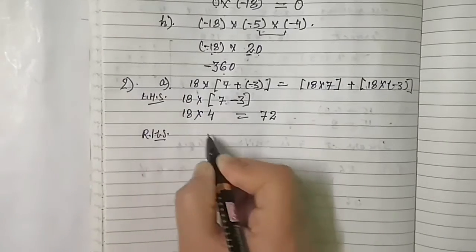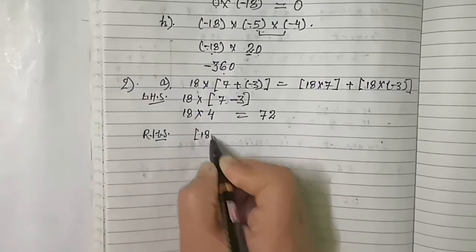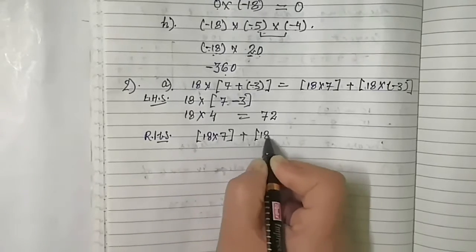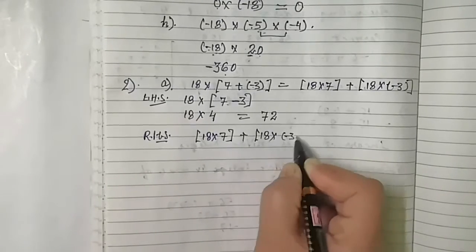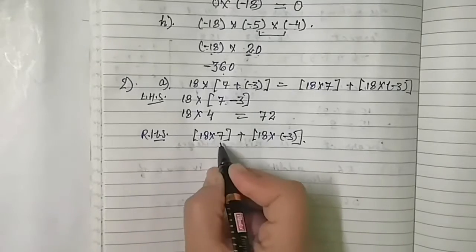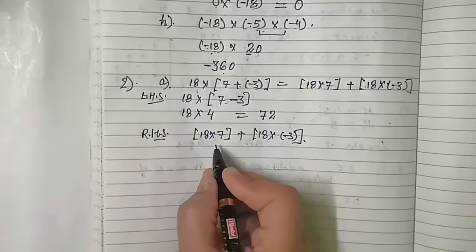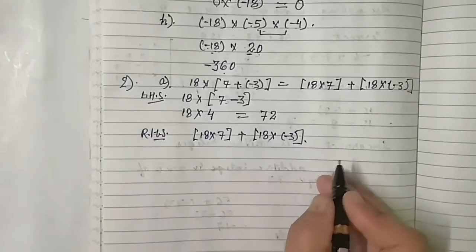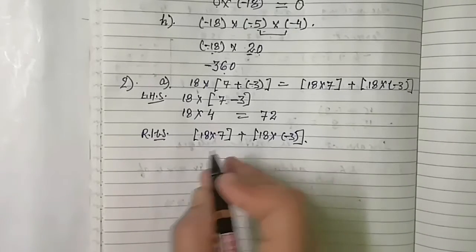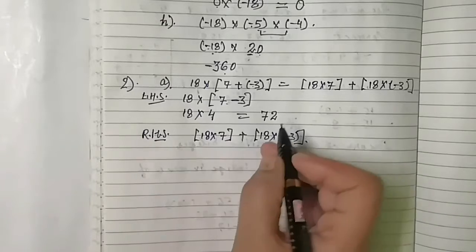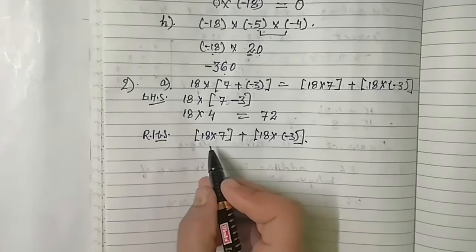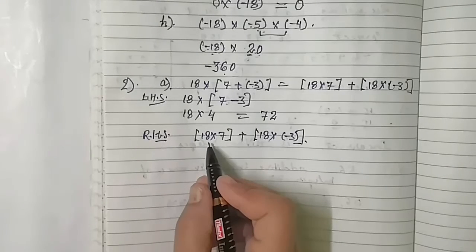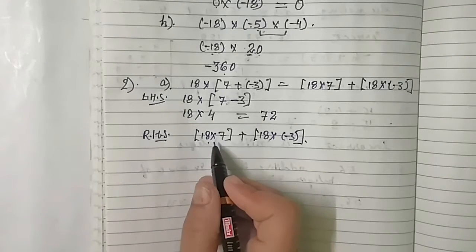RHS we are taking 18 multiply 7 plus 18 multiply minus 3. Separately we will break the bracket. In multiplication, students, if a bracket is given and addition and subtraction are all given, then first of all you should break the bracket. Wherever a bracket is given, you will break the bracket first.